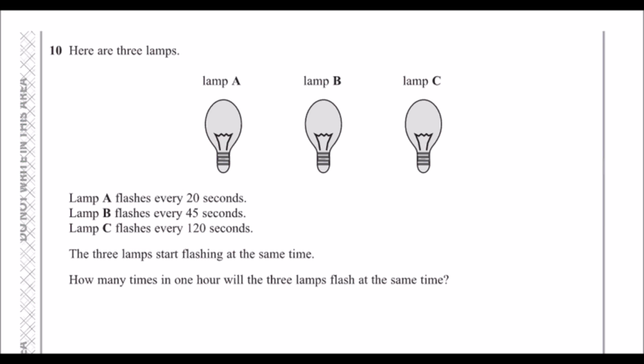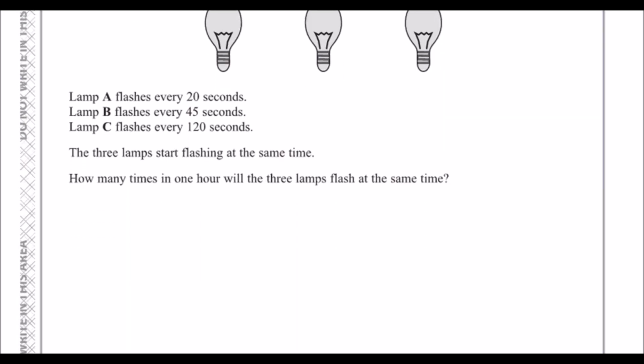Question 10. Here are three lamps, lamp A, lamp B, and lamp C. Lamp A flashes every 20 seconds, lamp B every 45 seconds, lamp C every 120 seconds. The three lamps start flashing at the same time. How many times in 1 hour do they flash at the same time? What's the lowest common multiple of these numbers?